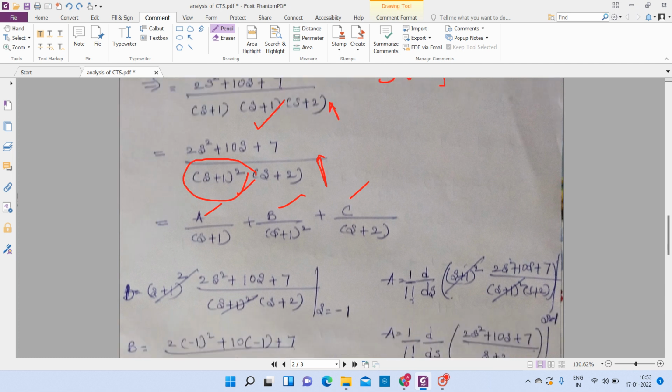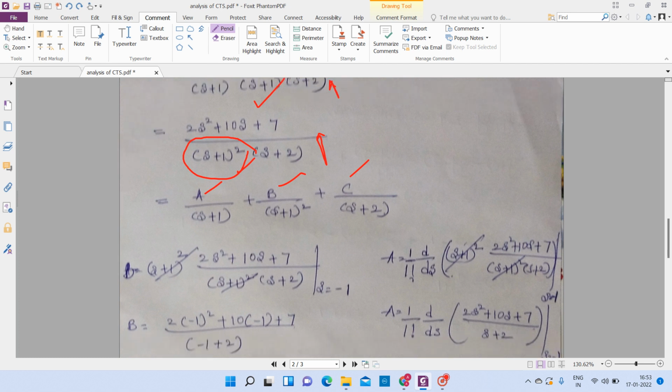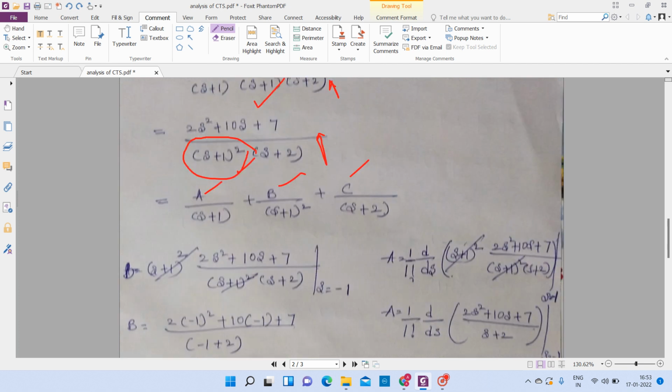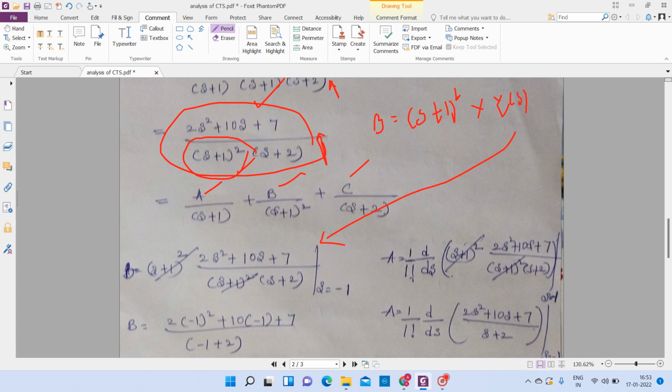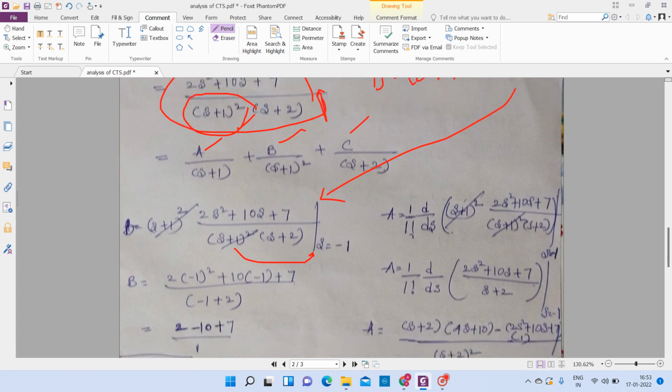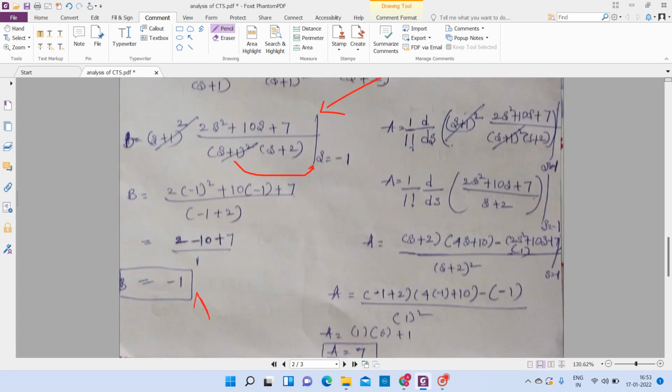First it is easy to find the value of B, right? So that's why I'm finding the value of B here. So s plus 1 whole square. I have to replace this Y of s. B is equal to s plus 1 whole square into Y of s. This is the equation I have written here, right? S plus 1 whole square cancelled out. So for s equal to minus 1, I have to substitute in this equation. So we will get B equal to minus 1.